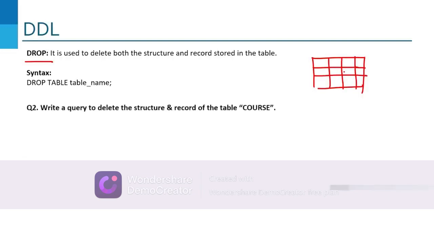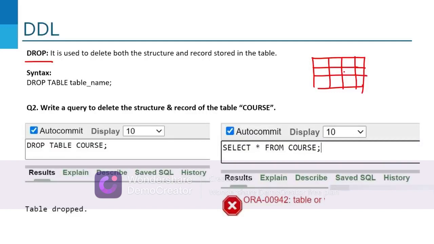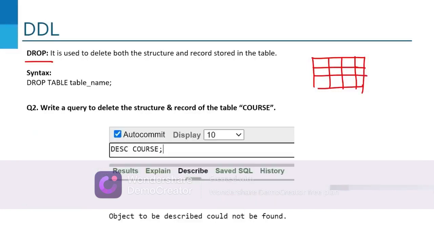So write a query to delete the structure and record of the table. Then you have to use drop table course. Once you do that, after dropping the table course, if you try to find the content of the course, it will say table or view does not exist. Nothing exists. Even the structure is not there, right? And once you try to find out the description of that particular course table, what is happening is object to be described could not be found because there is no table as such. There is no structure also. So object to describe could not be found.